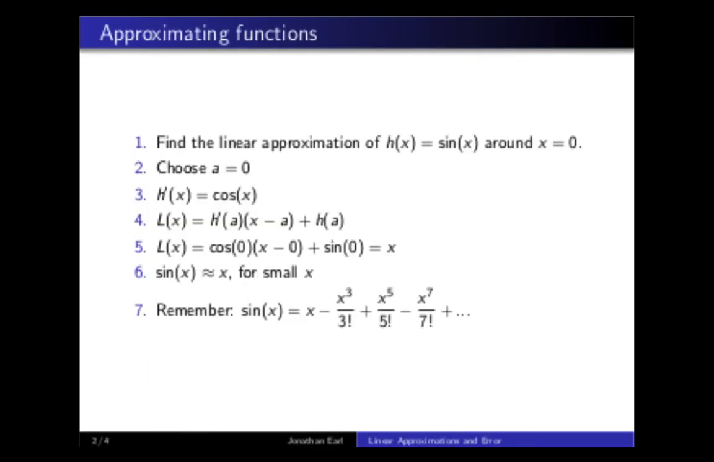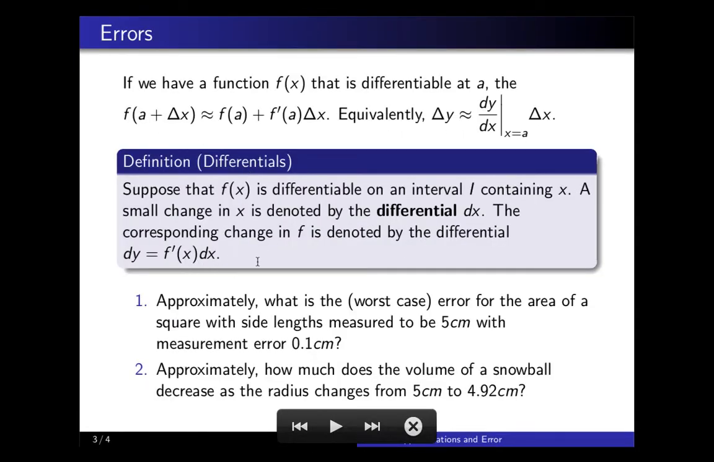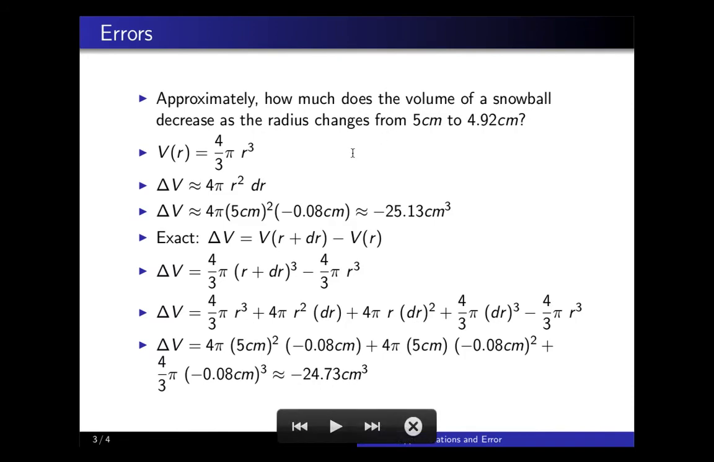From what we said back here, our differential dV is given by V prime of r times dr, and that's approximately going to be the total change in the volume. Okay, so when we put in 5 centimeters for r and minus 0.08 centimeters for dr, because the radius is going from 5 centimeters to 4.92 centimeters, when we multiply everything out, we get that our change in the volume is approximately 25.13 cubic centimeters.